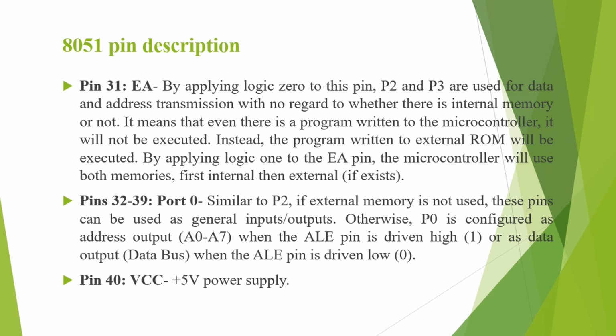Pin 31 EA, external enable. When logic 0 is applied to this pin, then ports P2 and P3 are used for data and address transmission without considering whether there is internal memory or not. That means even if there is a program written to the microcontroller, it will not be executed. On the other hand, the program written to external ROM will be executed. And by applying logic 1 to the EA pin, the microcontroller can use both the memories, that is first internal memory, then external memory if it exists.